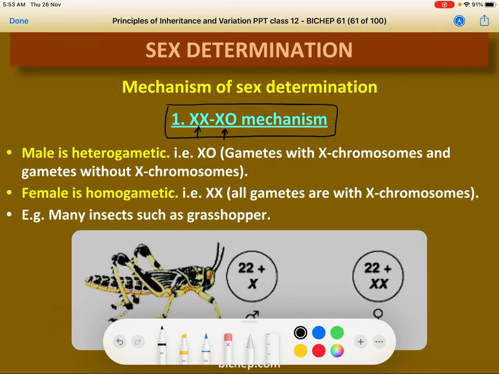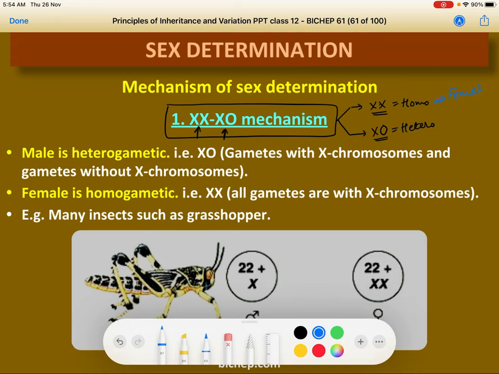Now, XX is termed a homozygous set of chromosomes, and X0 has zero because they don't have the other chromosome of the pair. So an organism has either XX or only one X chromosome. So it is heterozygous, or heterogametic, right? One gamete contains X, the other gamete contains zero. So heterogametic or heterozygous.